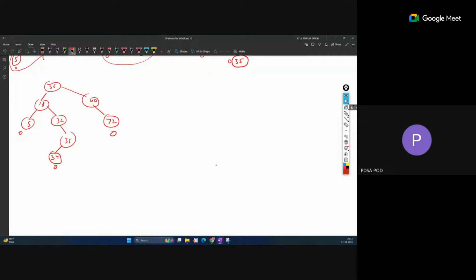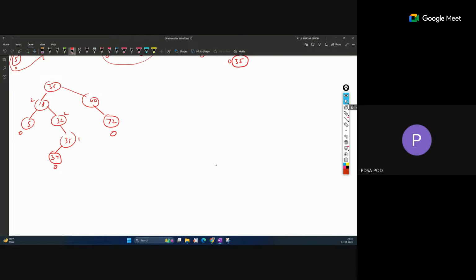Then for 35, 1 minus 0, 1. For 32, the right height is now 2, left height is 0. So 0 minus 2, 2. This becomes 2. Now 18: left height is 1, right height is 3. This is the complete path where three nodes are coming, from 32 to 34. So 1 minus 3, again 2.